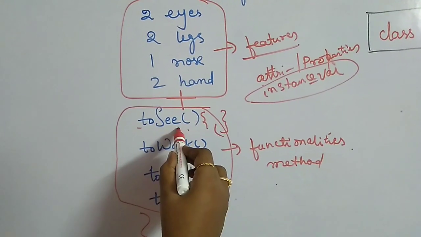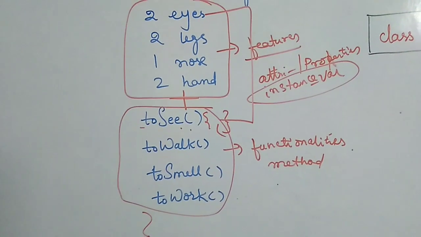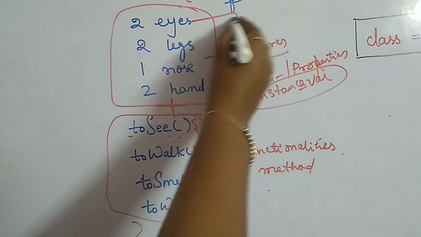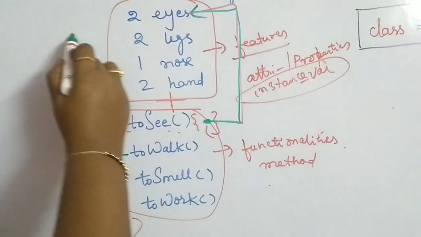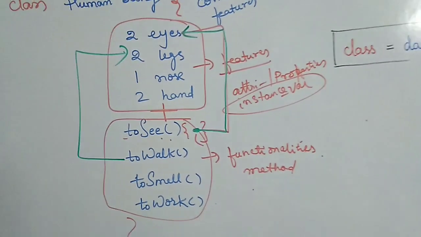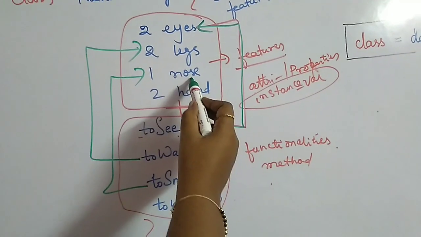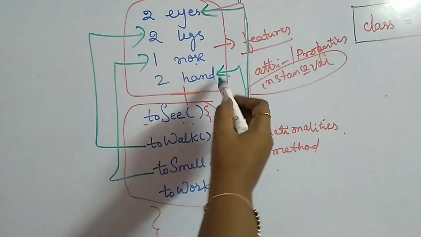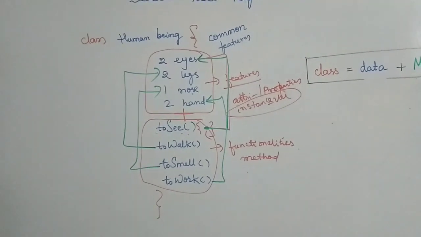Now, to see, what is the data that is required? The two eyes are required. To see we need two eyes, so this functionality requires this data and acts upon this data. And to walk we need two legs, so this functionality requires this data. And to smell we require a nose, so this functionality will act upon this data. And to work we need two hands, so this functionality will work on this data. So that's it friends. This is the only concept of the class.